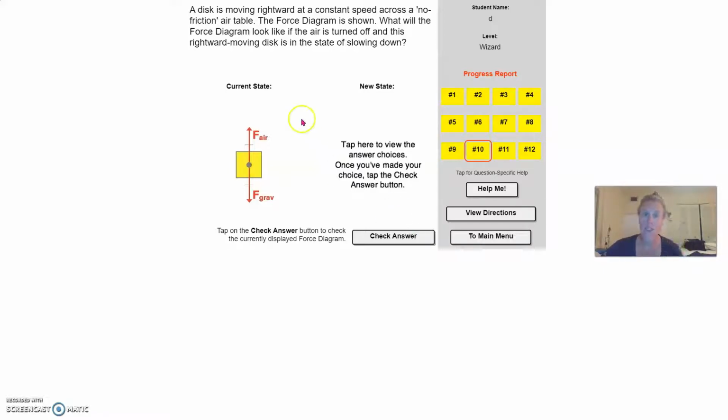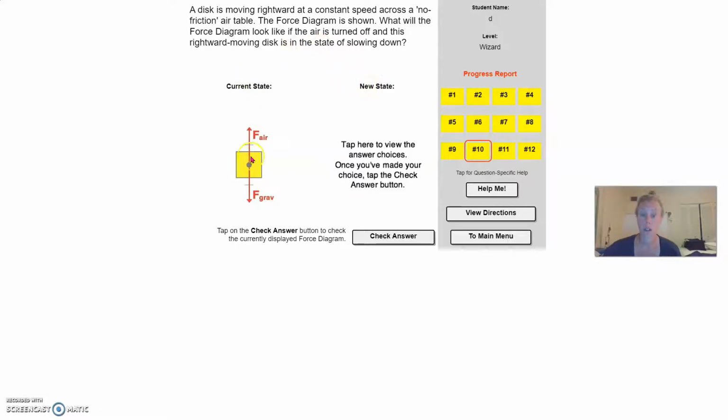First, be sure that you are reading this description up here. If you don't read it, you're never going to get the right answer. It says the disk is moving rightward at a constant speed across a no friction air table. Force diagram is shown. What will the force diagram look like if the air is turned off and the rightward moving disk is in a state of slowing down?